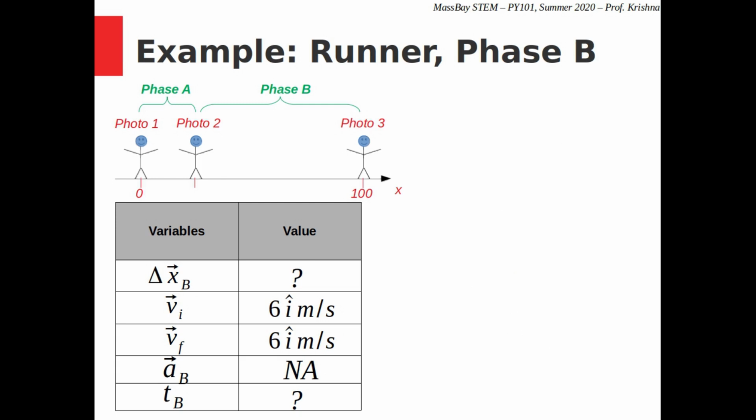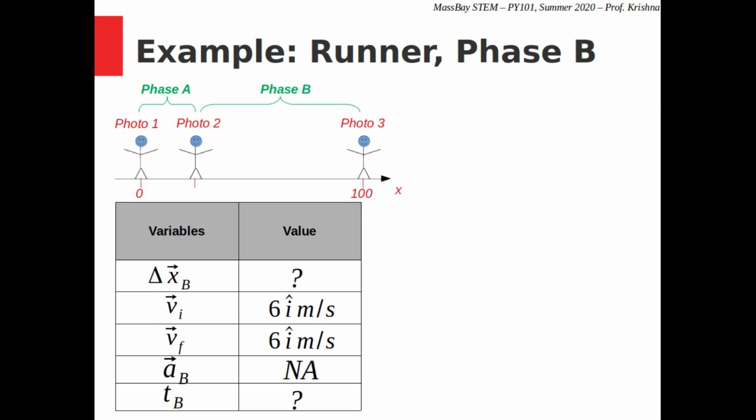Now, phase B. The unknown is t sub B. We already know the velocity of the runner at photo 2 is 6 meters per second. And if she remains at this velocity, then her final velocity at photo 3 must also be 6 meters per second. But at this point, we're stuck. We need 3 pieces of information to use any of the toolbox equations, and we don't have that.